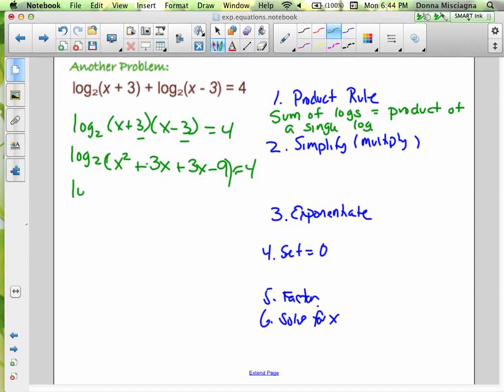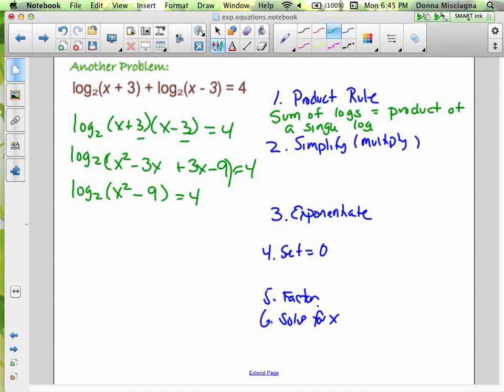Right, so we have log base 2 of x squared. Oops, sorry. When I copied this again, I copied that wrong. Excuse me, that's a minus 3x, right, because that was an x times a negative 3. So we have x squared minus 3x and positive 3x. That's 0. So we're going to have x squared minus 9 equals 4.